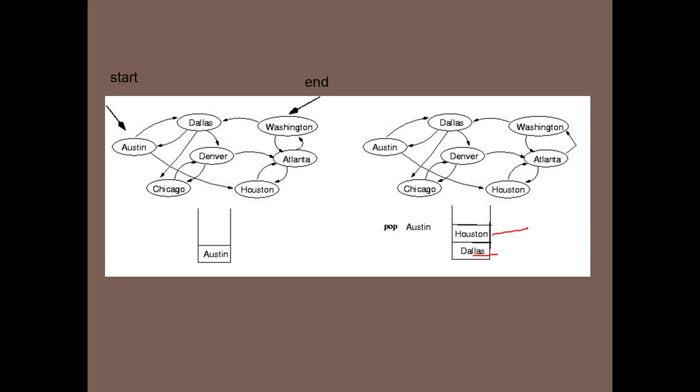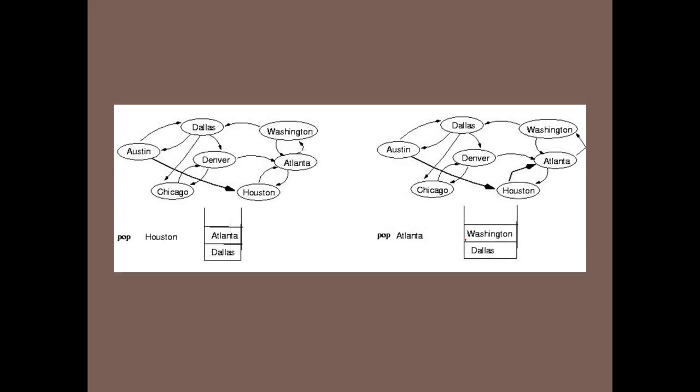Okay, the end vertex to be found is Washington, so it is not found yet. So the loop will iterate one by one. We will pop from the stack and see whether it is the destination node. If yes, then break the loop. If no, then we will push the adjacent nodes of that particular node onto the stack and keep continuing. So in this case, we pop Houston.